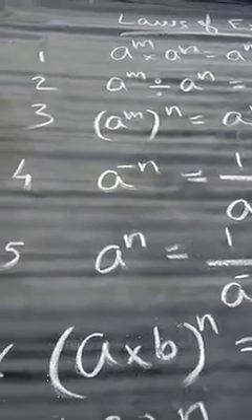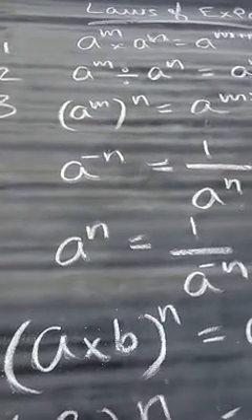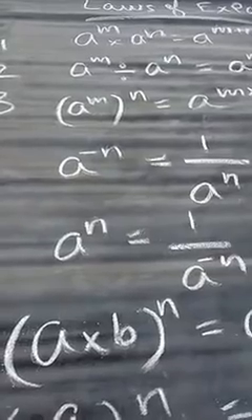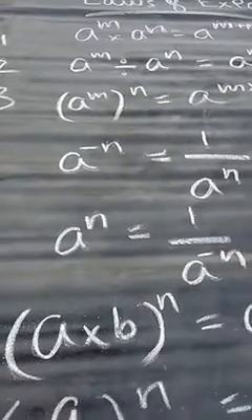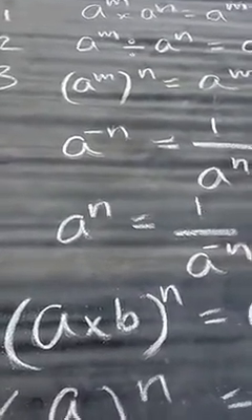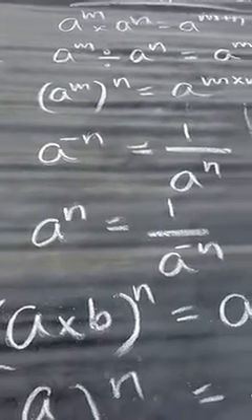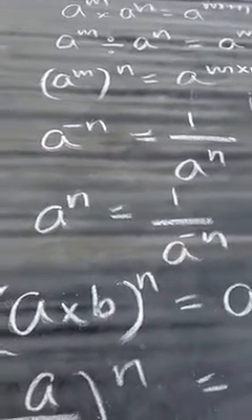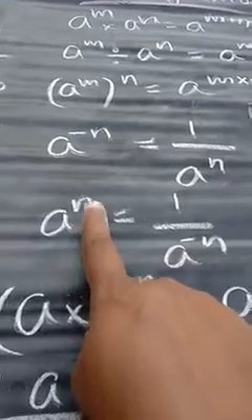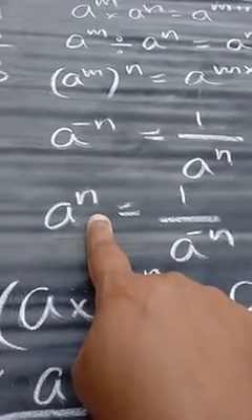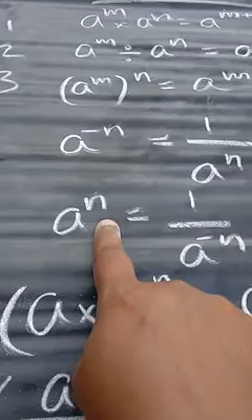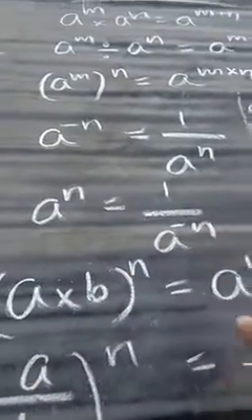Now fourth one, a raised to minus n can be written as 1 by a raised to n, because negative n means it is a negative power. How to make it a positive power? By taking the reciprocal. Same way a raised to n means a positive power. How to make it a negative power? By taking the reciprocal, 1 by a raised to negative n.